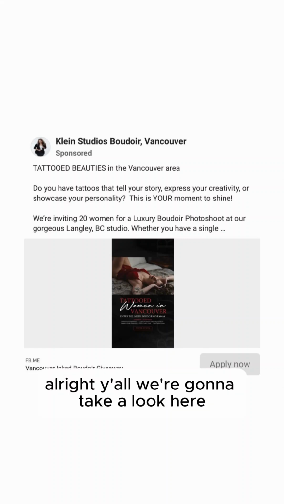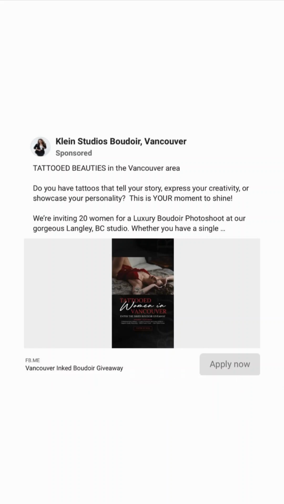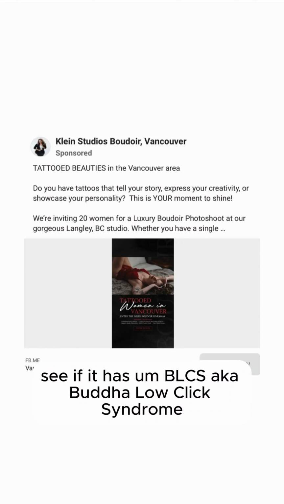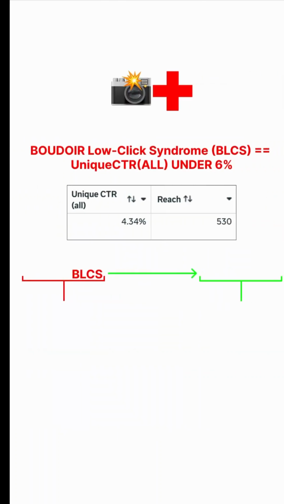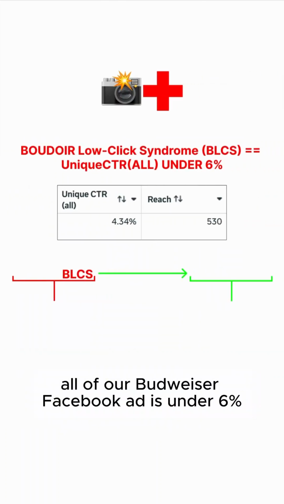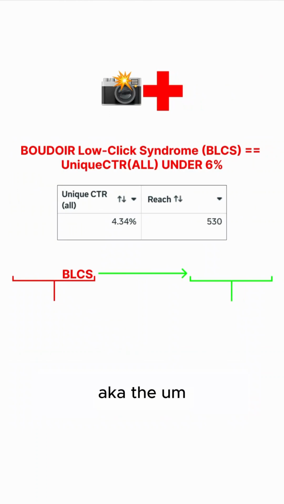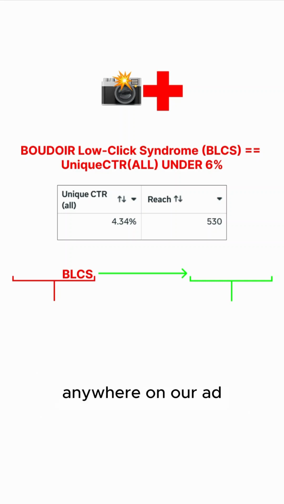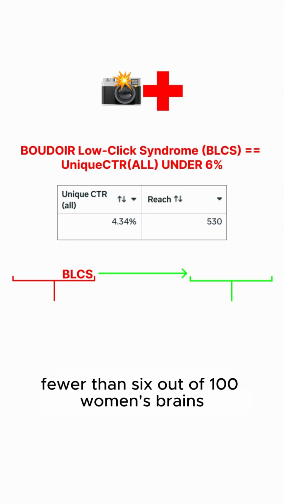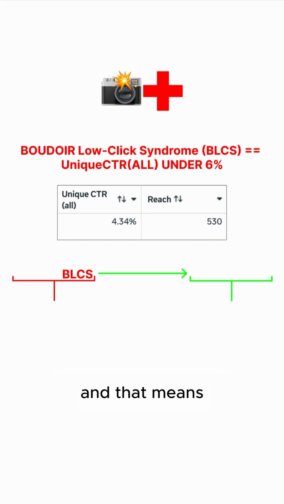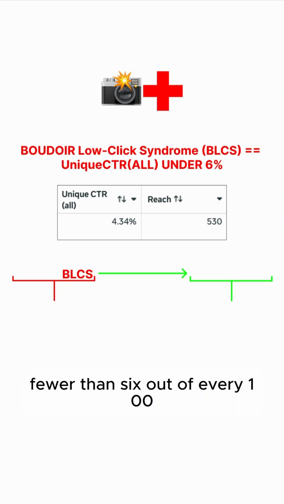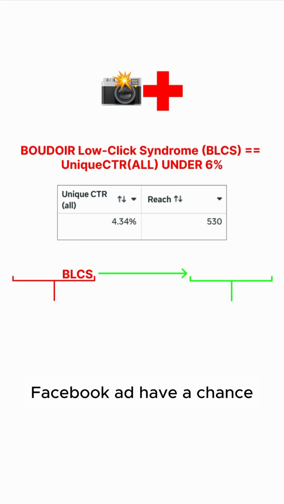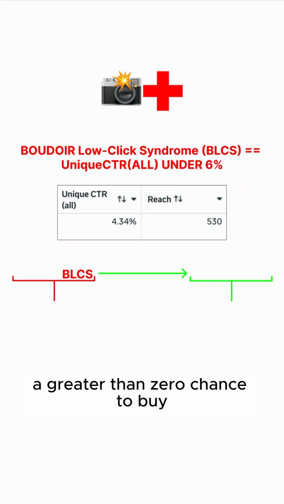All right, y'all, we're going to take a look here, diagnose this Boudoir Facebook ad, see if it has BLCS, aka Boudoir low click syndrome. So BLCS is when the unique CTR on our Boudoir Facebook ad is under 6%, aka fewer than 6 out of 100 women are clicking anywhere on our ad. That means our ad is entering fewer than 6 out of 100 women's brains, and that means fewer than 6 out of every 100 women that see our Boudoir Facebook ad have a chance, greater than zero chance to buy.